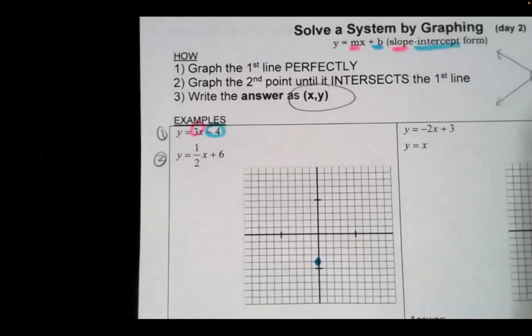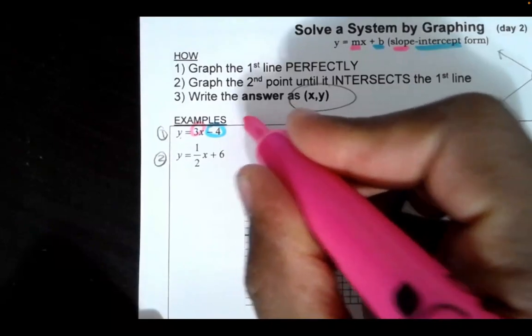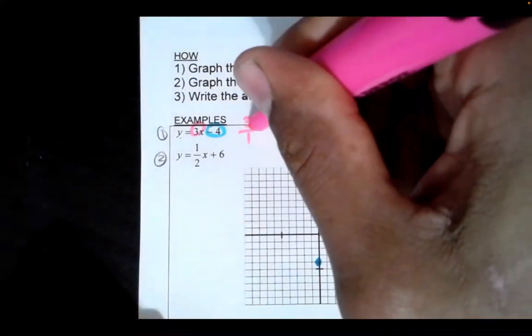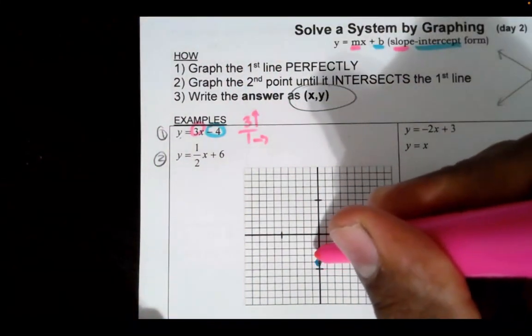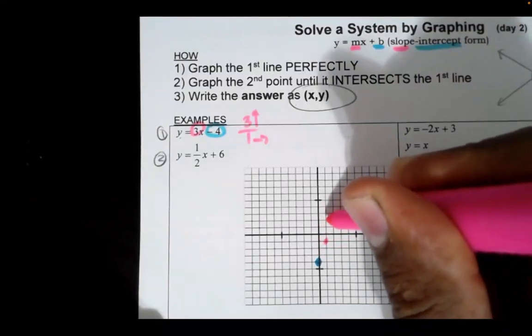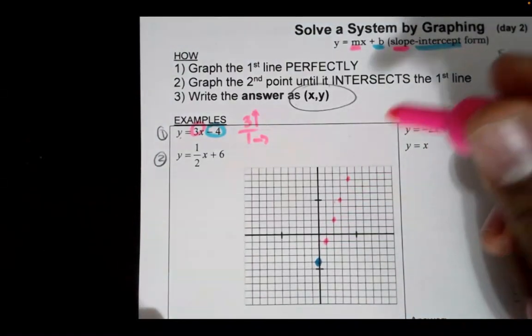Oops, sorry about that, guys. So if that's 3, that means the slope is 3/1, which means from that point, the intercept, I go up 3 and right 1. I'm going to count 1, 2, 3, right 1, and repeat that several times. And then I go back down the other way.